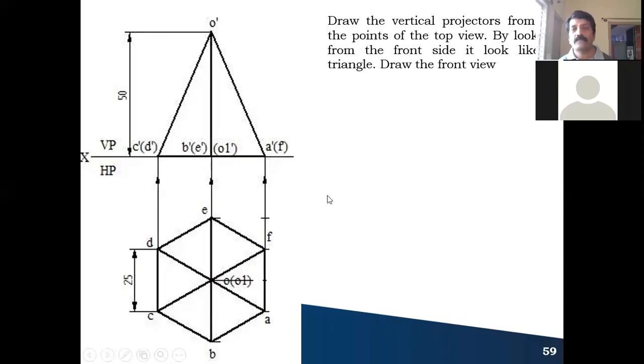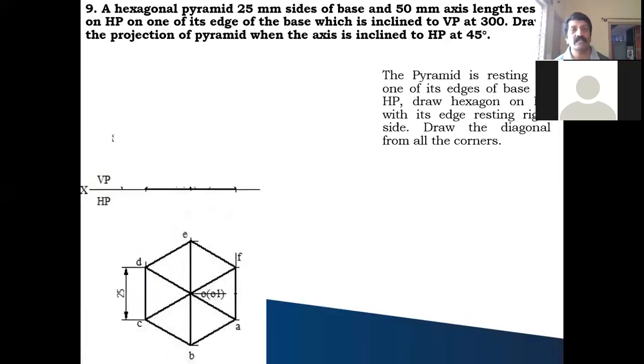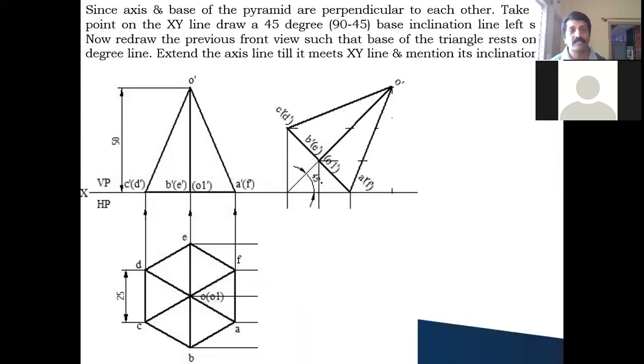Next, the second position he has given. The axis is inclined at 45 degree, correct? How much has he given? Axis is inclined at 45 degree. So you're all familiar with this concept. Axis and base are mutually perpendicular to each other. Mutually perpendicular in the sense that if the axis is 45, the base should be 90 minus 45. So that's what I have taken.